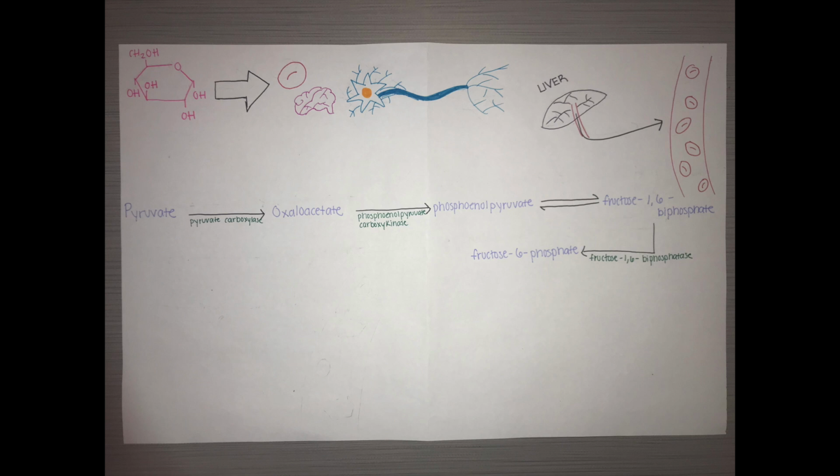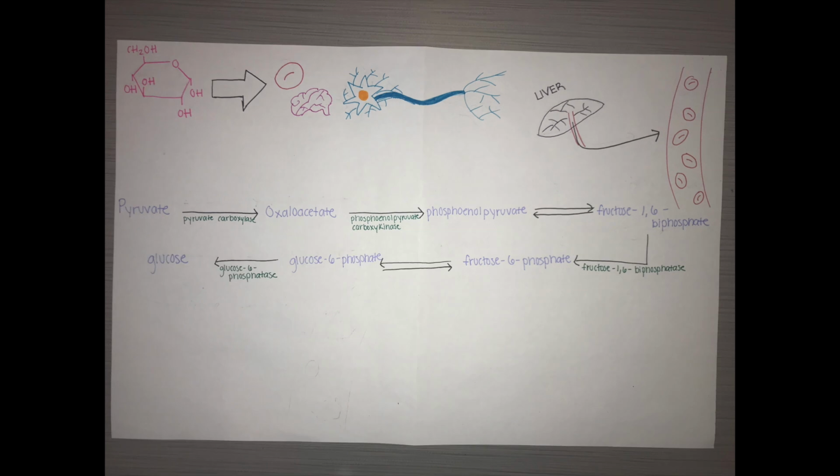Fructose 6-phosphate is then turned into glucose 6-phosphate, which is almost immediately hydrolyzed into glucose by glucose 6-phosphatase. The final product, glucose, is then released into the bloodstream.